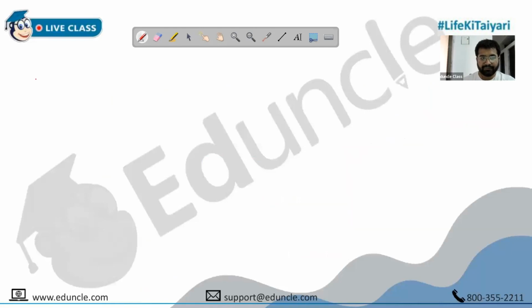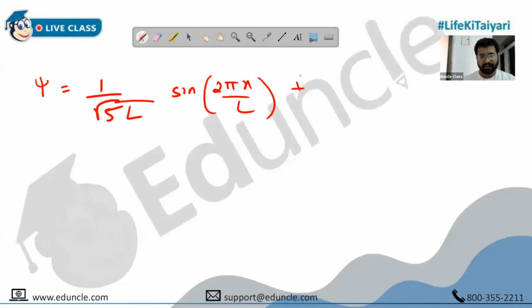Next. Another important thing here is, if they give you a wave function in the form of something like 1 upon root 5, and 1 upon root 5 L, sine 2 pi x by L, and then another wave function, 1 upon root 5 L, sine 3 pi x by L. I'm just creating random problems. And they have given you its 1D box.